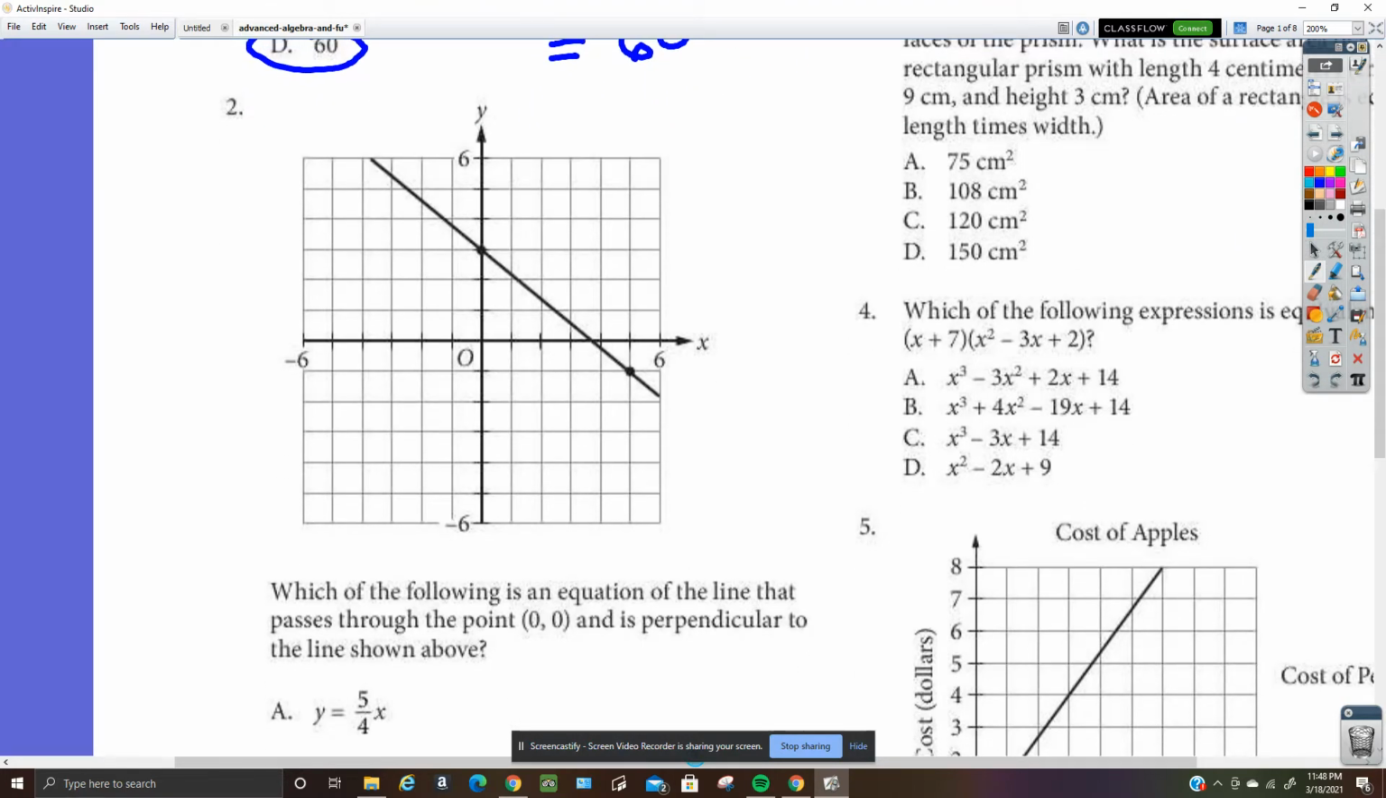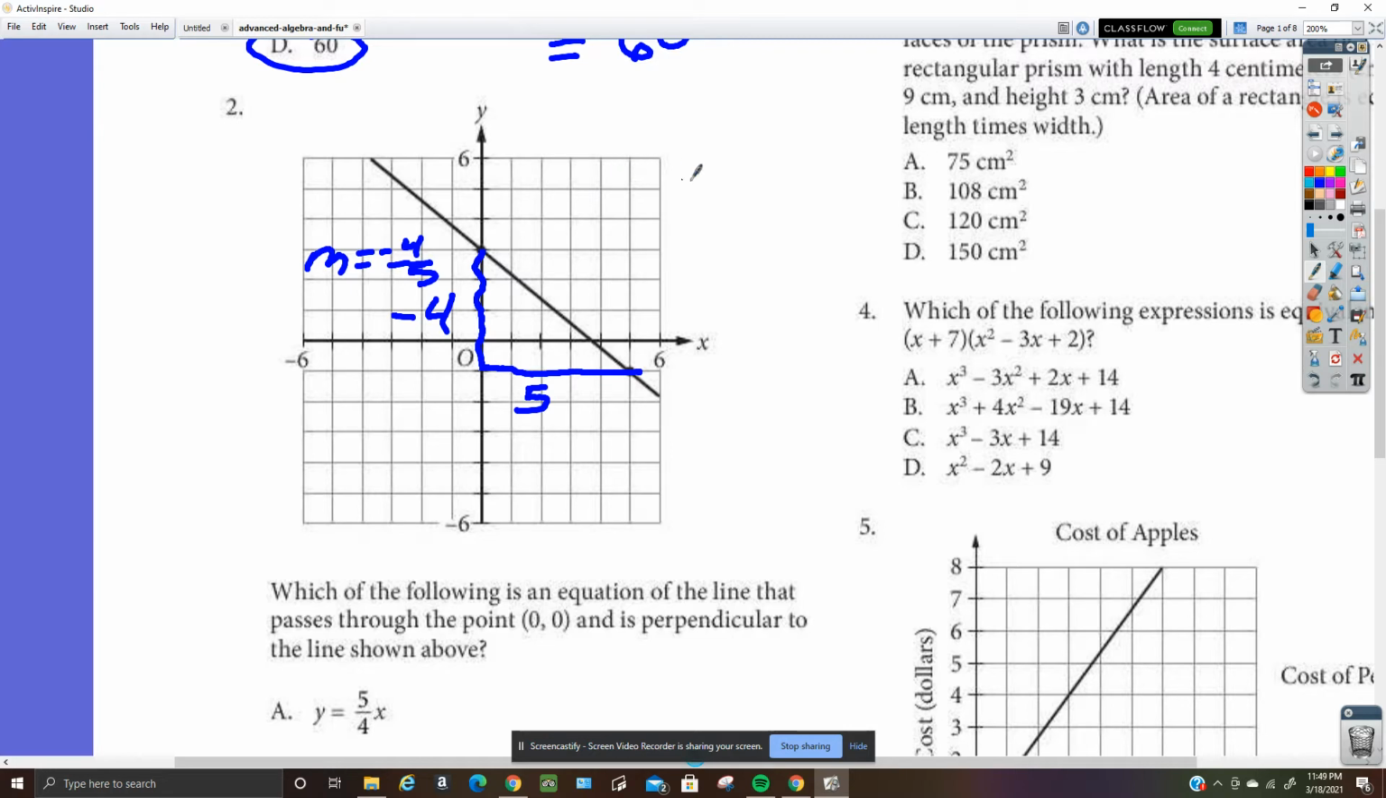Number 2, which of the following is an equation of a line that passes through 0, 0 perpendicular to the line shown. So here's 2 points on the line. You have to find the slope of the original line. So draw this right triangle here. Didn't do it too well, but 1, 2, 3, 4. Down 4 over 5. The slope of the line is negative 4/5.